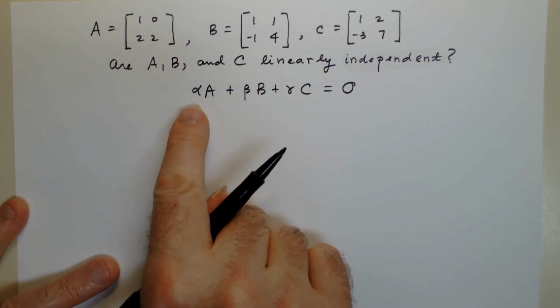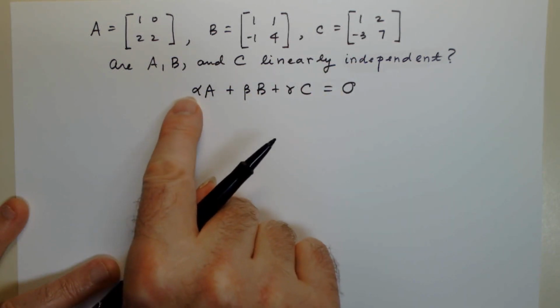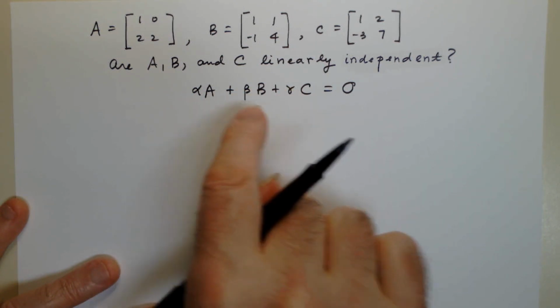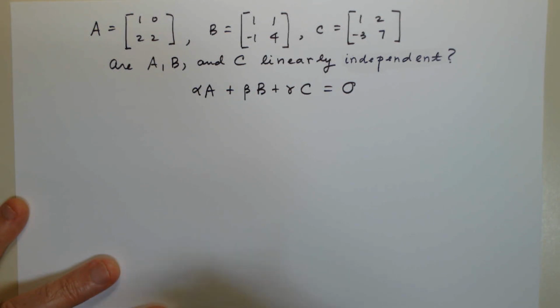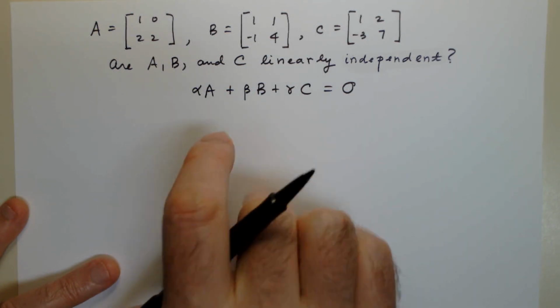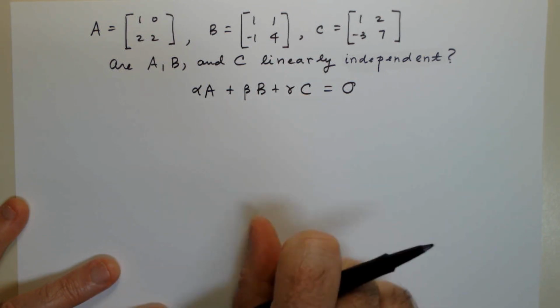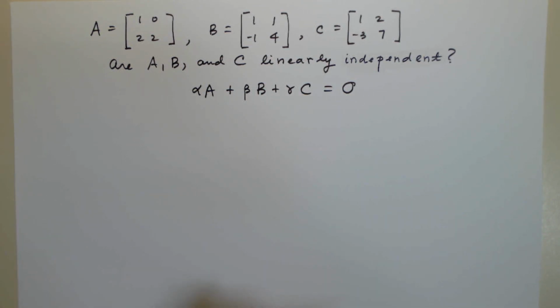But if the only solution to this homogeneous equation is alpha equals 0, beta equals 0, and gamma equals 0, then in fact these matrices are linearly independent. So everything hinges on the variety of solutions that we have to this system of equations, or the corresponding system of equations.